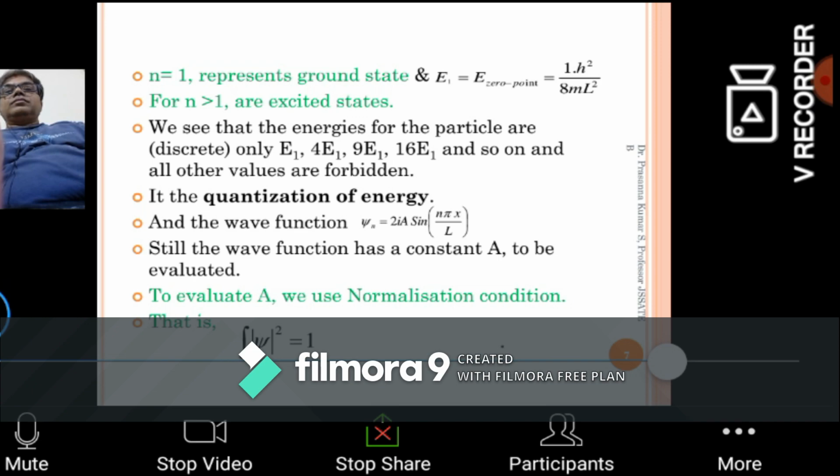Still there is a constant. We don't know what the constant value is. This constant value has to be evaluated. Now how to evaluate this constant? We use the normalization technique. Using the normalization technique, we will get the value of a. So what is that normalization condition?